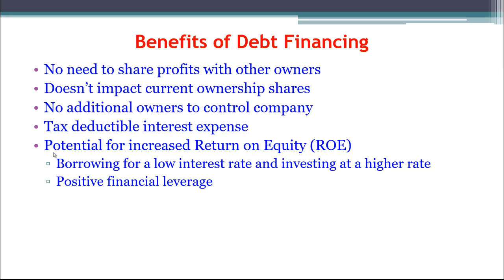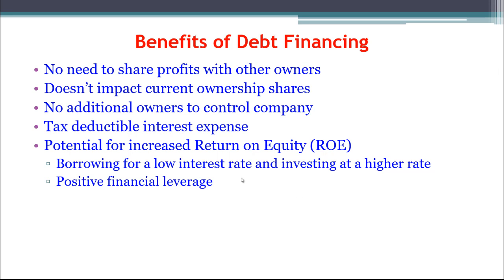There's one other benefit that can go either way. It can be a benefit or a drawback, but the potential benefit is that by borrowing money and using it to generate additional money, you have the chance to have an increased return on equity. Later chapters will cover these ratios, the return on equity and such. But the idea here is if you borrow money at a low interest rate, let's say 4%, and you're investing it at a higher rate, let's say 9%, that's positive financial leverage. You're basically earning 5 additional percentage points above and beyond what you had to pay to borrow that money.